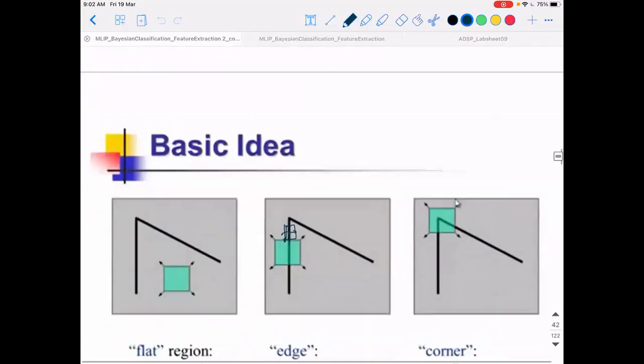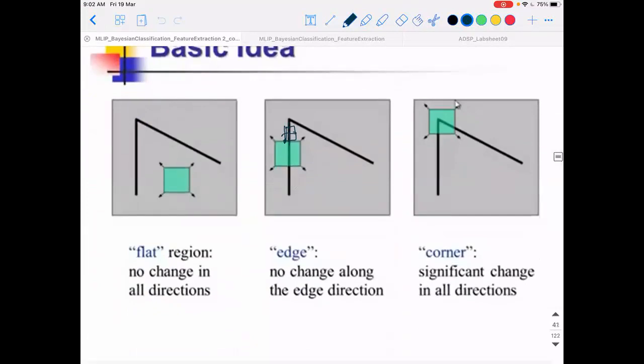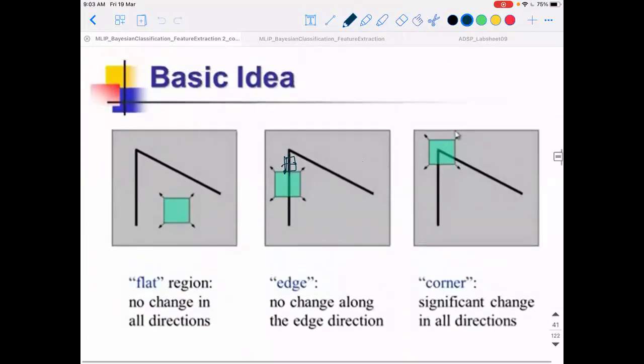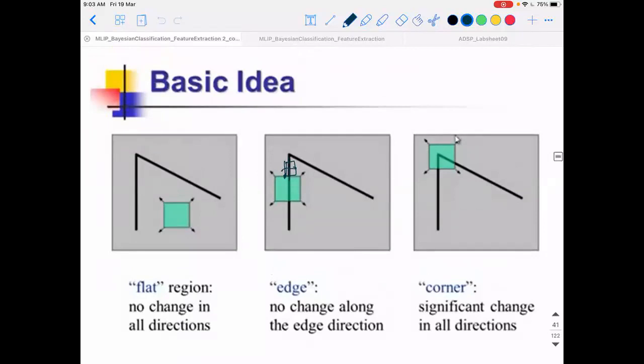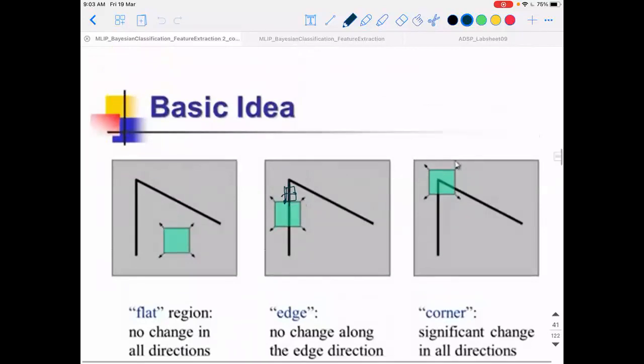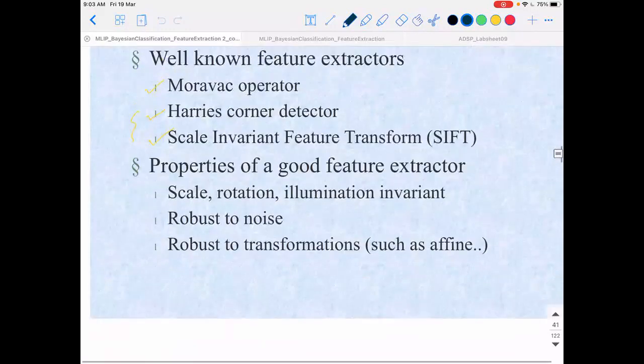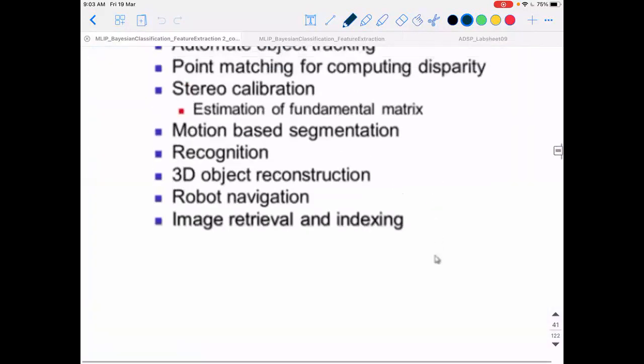Such points are unique in the image and have maximum intensity change in all directions. Very good. So those points are unique in the sense that they have maximum intensity change in all directions. They are distinct from the neighborhood, so it is easy to match them across different images, or to recognize them in a given image. Fine, very good. Now we will discuss further on it.